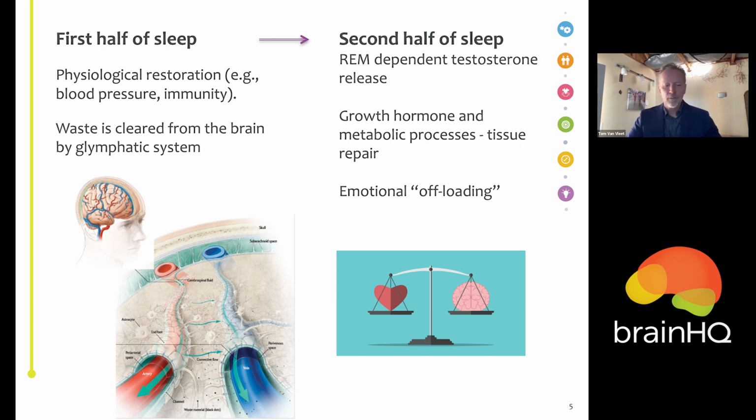And this applies to men as well as it does to women, because there are many functions of testosterone that serve women as well. In addition to that, there's growth hormone release, metabolic processes, tissue repair, and as I mentioned, emotional offloading that occurs during the second half of sleep.